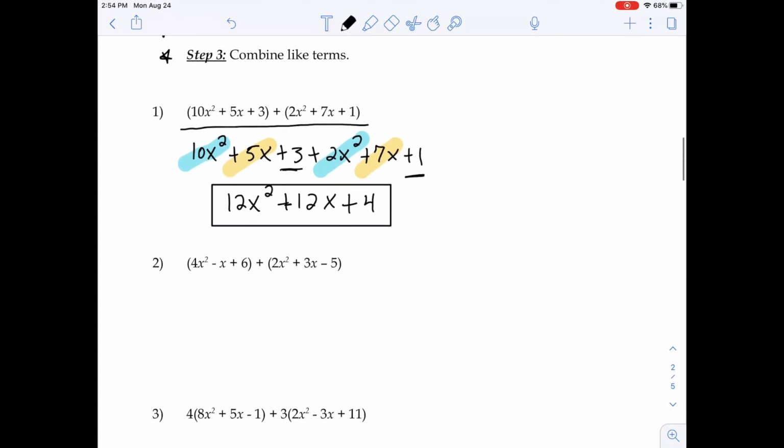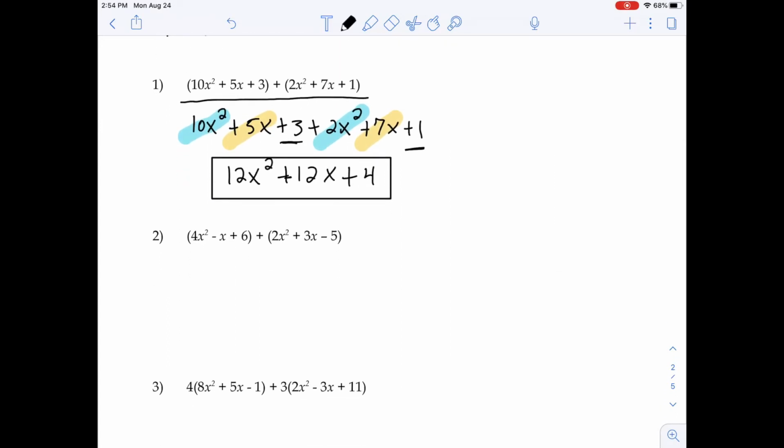All right, so let's look at number 2 here. Again, I do not have any coefficients in the front, so I'm going to go ahead and just rewrite this without the parentheses. So that's going to give me 4x squared minus x plus 6 plus 2x squared plus 3x minus 5. So now I'm going to go ahead and look for my like terms. So I have a 4x squared and I have a 2x squared. Again, same variable with the same exponent. So 4x squared plus 2x squared is 6x squared.